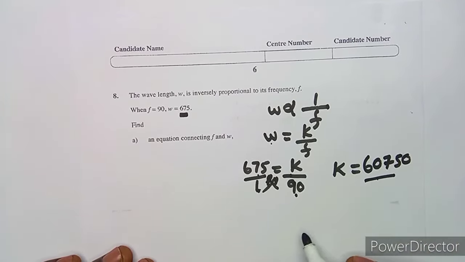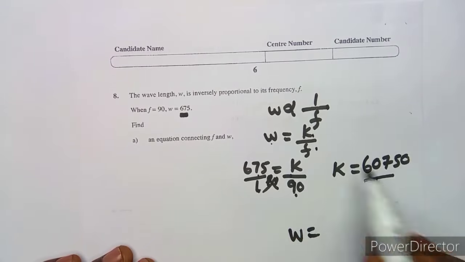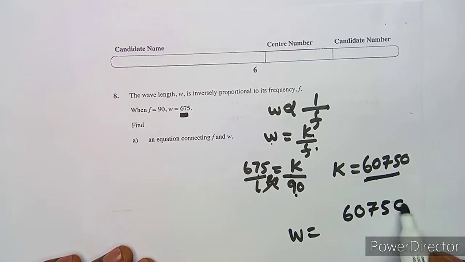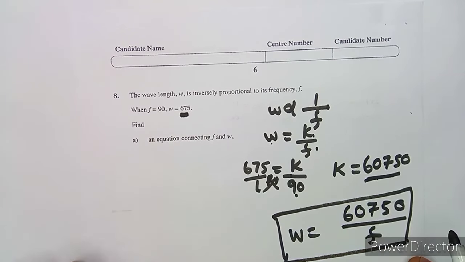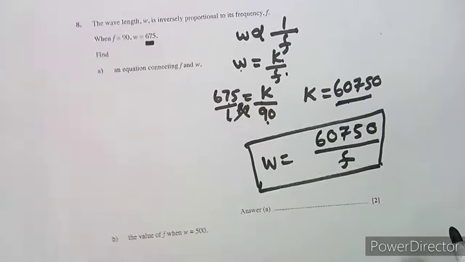So that's our k. So therefore we can write this as w is equivalent to k over f, which is this value of k, 60750 over f. So make sure that you multiply properly. You're supposed to obtain this value there. So that's the equation which connects the two.